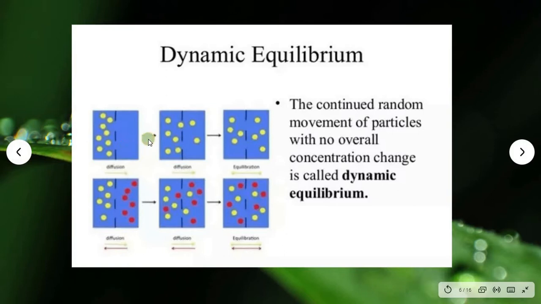Then they move through the Visking tubing, and then what happens? It will form a dynamic equilibrium, whereby the concentrations of both solutions are the same. Ya, maksudnya kepekatan kedua-dua larutan tu adalah sama at the end of the process. That is what we call dynamic equilibrium: the continuous random movement of particles with no overall concentration change.